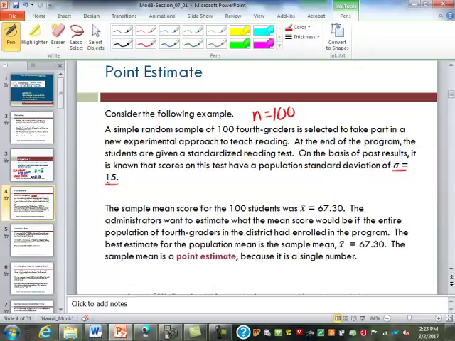So the sample mean score for the 100 students was 67.3. So now we're looking at a point estimate here. The administrators want to estimate what the mean score would be if the entire population of fourth graders in the district enrolled in the program. And their best estimate, their best point estimate here, is that the mean score would be about 67.3. That's assuming this is a good representative sample.